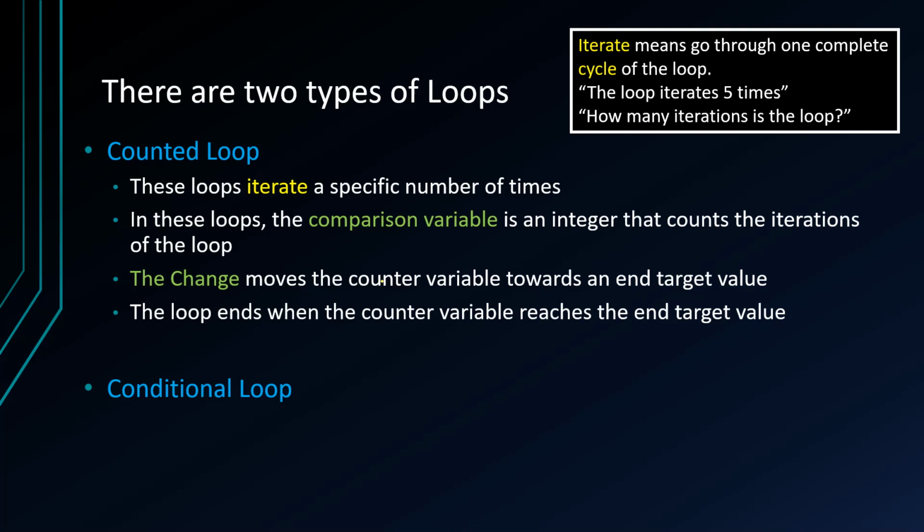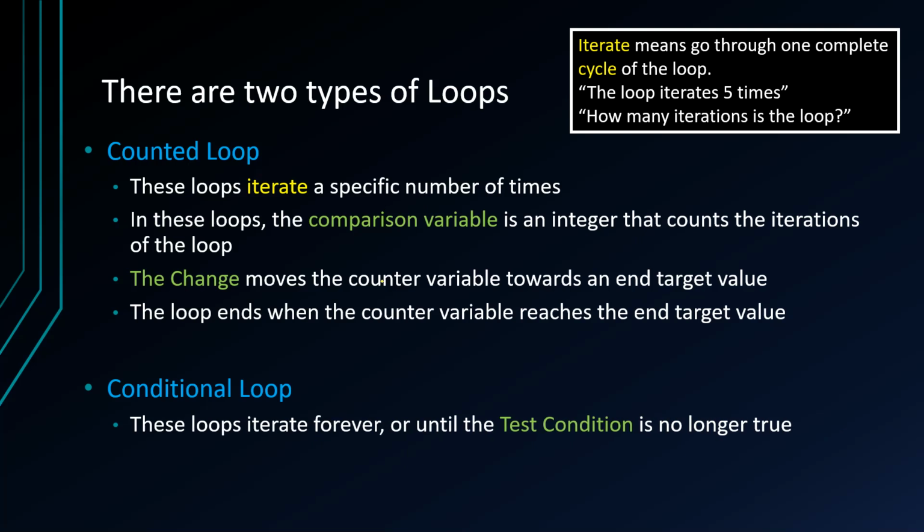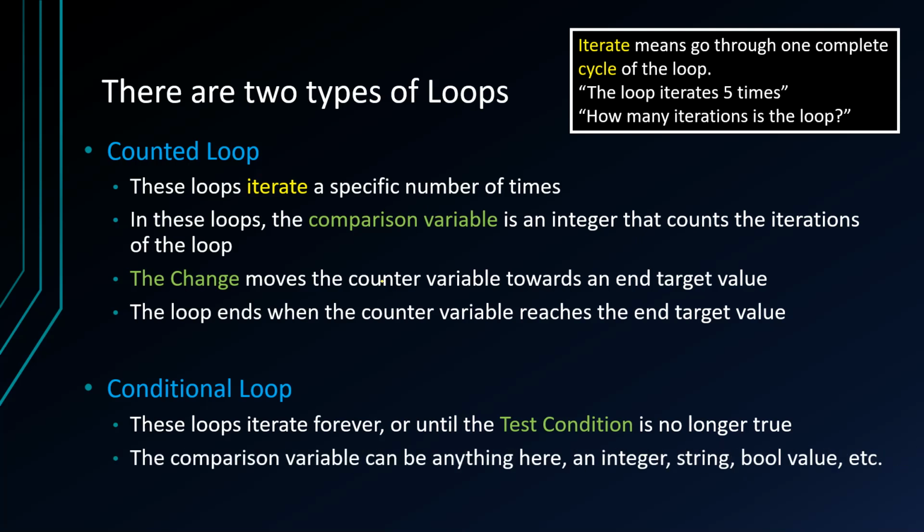So this structure of the counter loop stays the same all the time. Conditional loops are a little bit different. They're actually simpler. These loops will iterate forever, or until the test condition is no longer true. The comparison variable can be anything here. It can be an integer, it could be a string, it could be a bool value, it could be anything we want, as long as when we do our comparison, we end up with a true-false result.